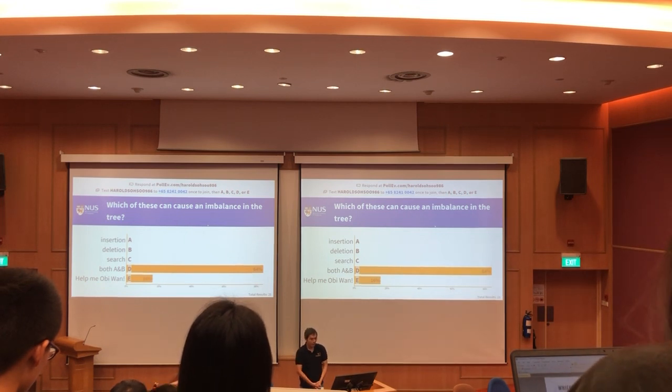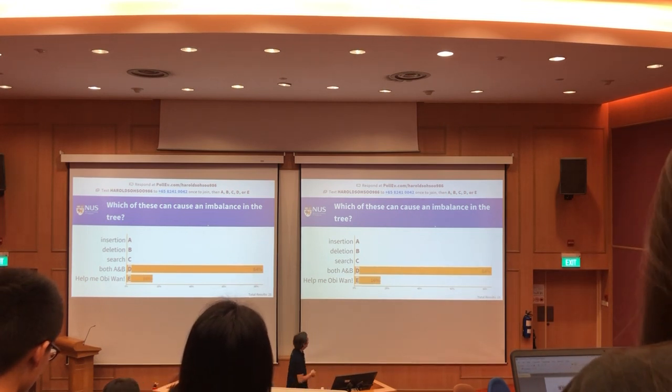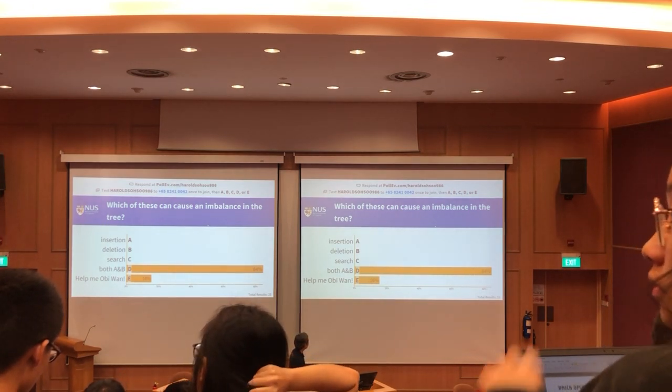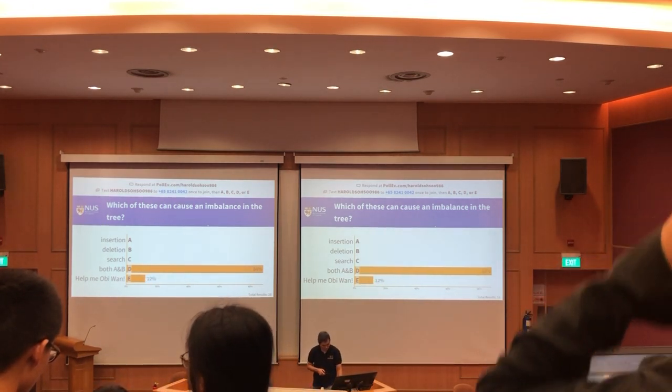Okay, so the majority of people are saying both A and B, 85% of you right now, and about 60% are saying A and B. Okay.